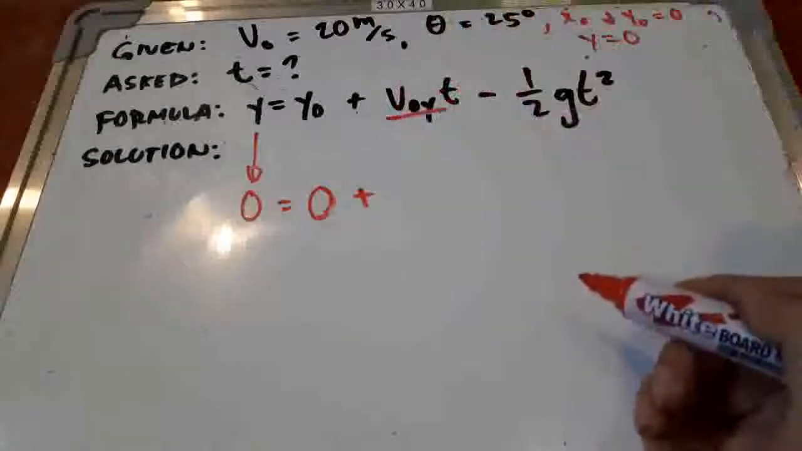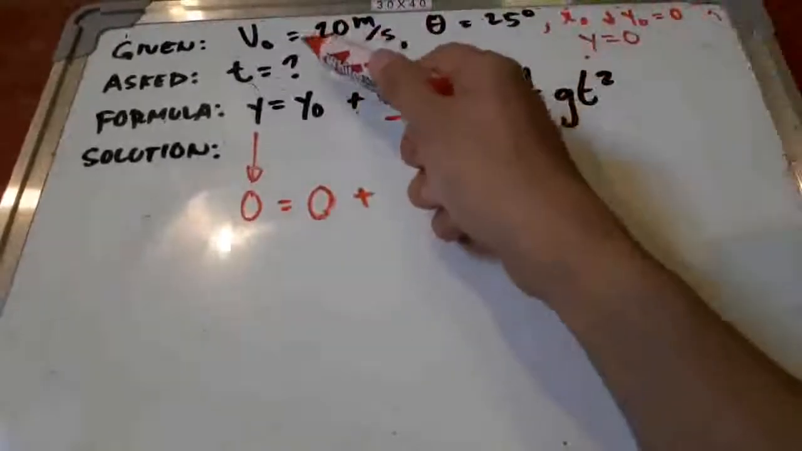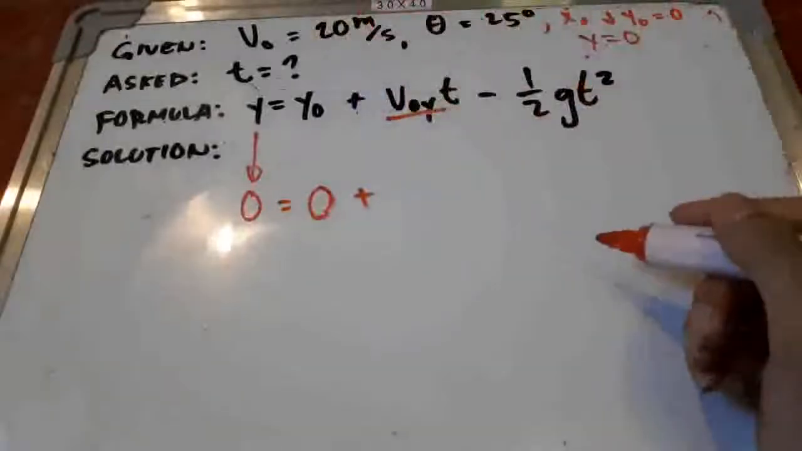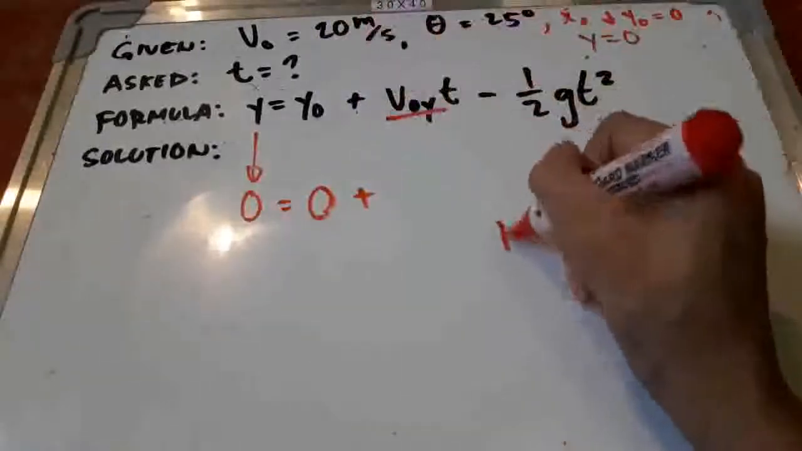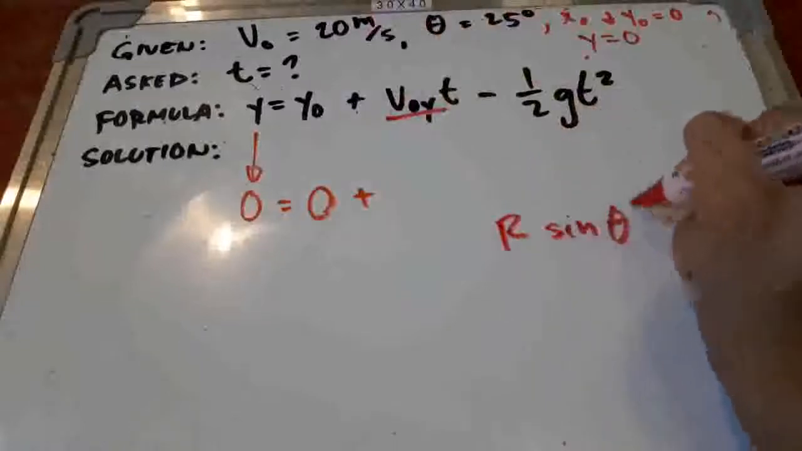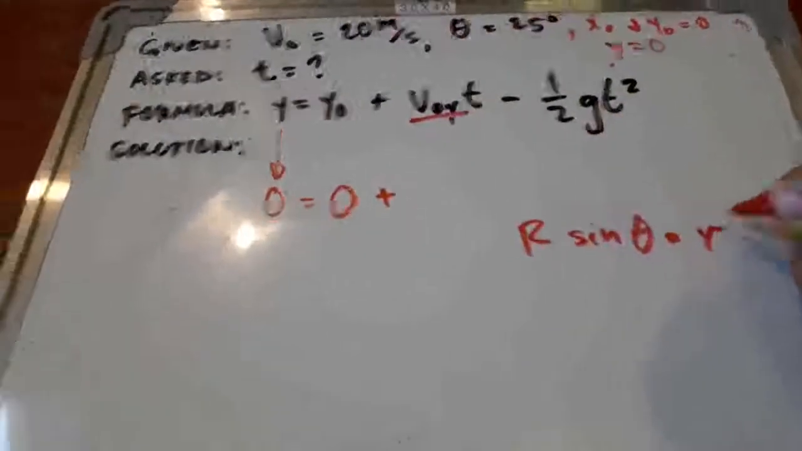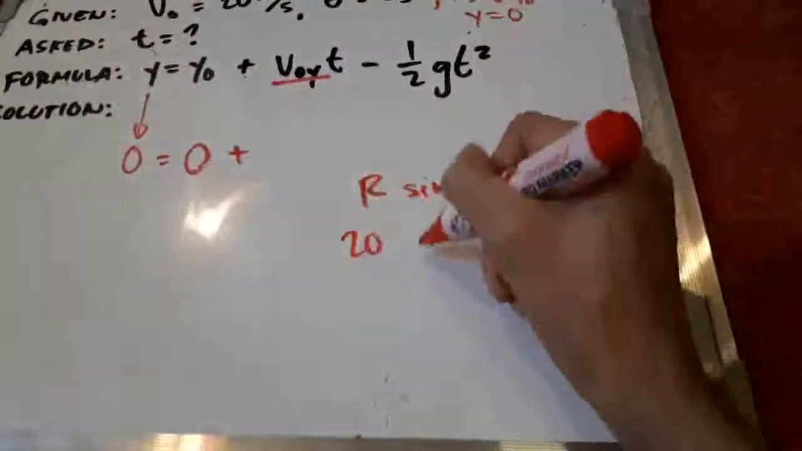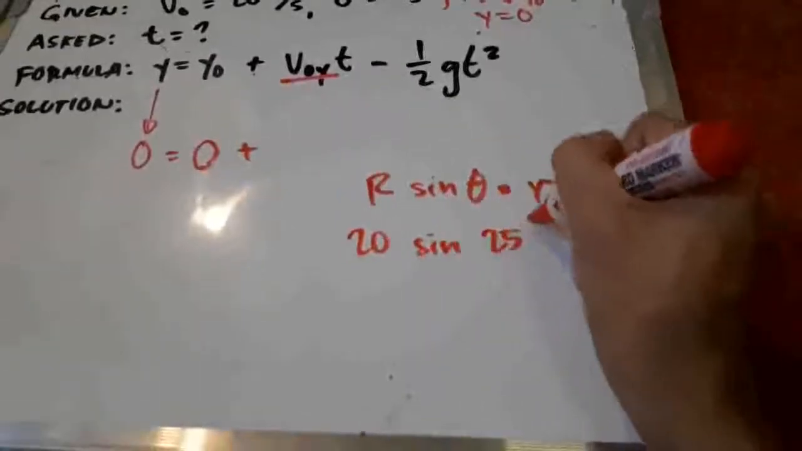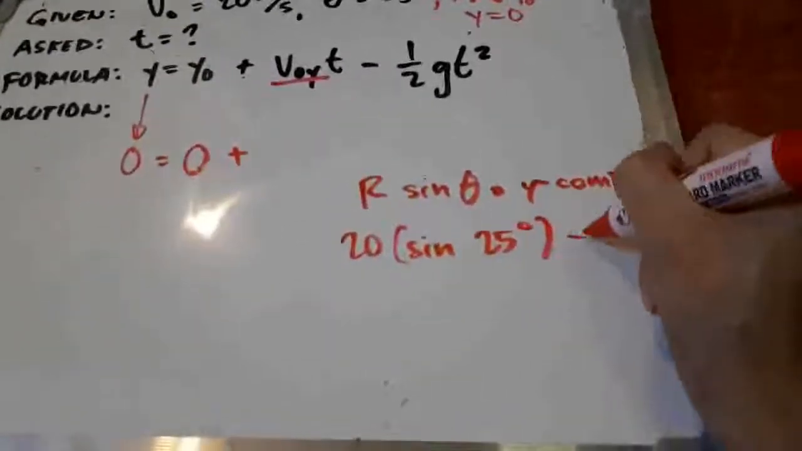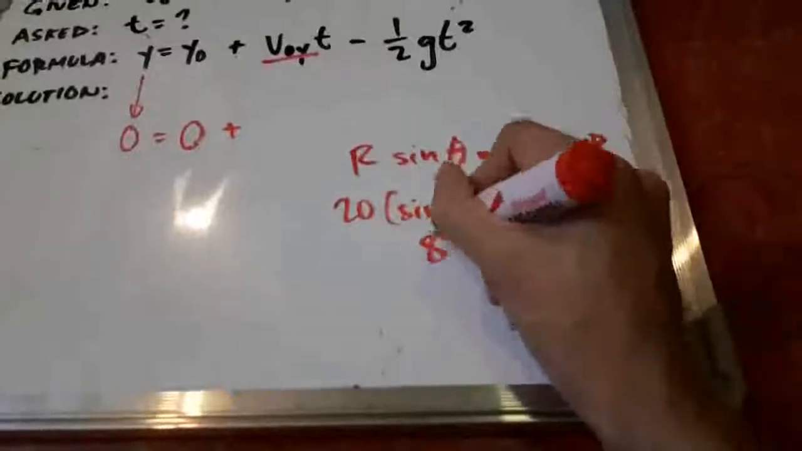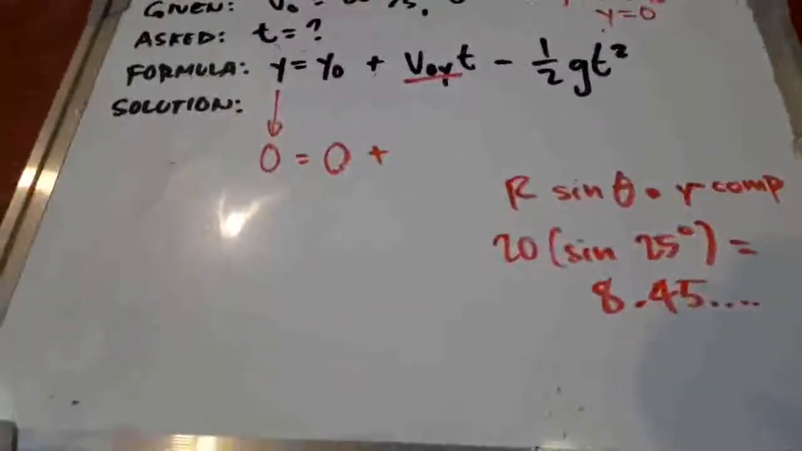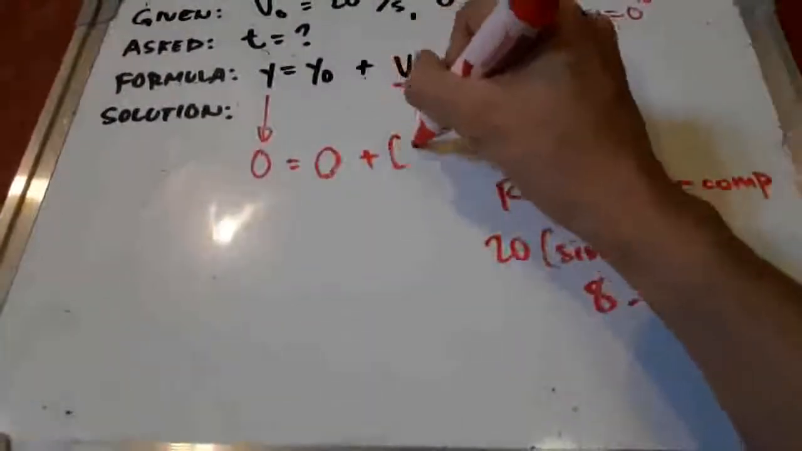So 0 plus, and this is where we have to do our vector resolution. V sub 0y, we don't have that in our given, but we can get it from v sub 0 and theta. If we have v sub 0, that is our value for r. It's just r sine theta in order to get the y component. So we have 20 times sine of 25 degrees, which we already did in our last problem, so I'm just going to give the value. It's 8.45.